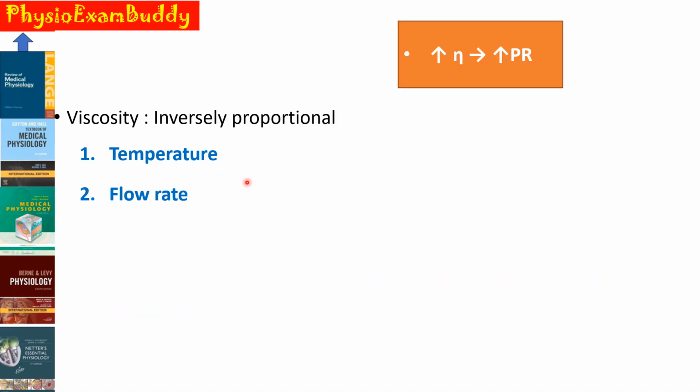Now we will see what are the factors which are inversely related to the viscosity. So here any factor which decreases the viscosity will decrease the peripheral resistance, and any factor which increases the viscosity will increase the peripheral resistance. So the factors which are inversely related to the viscosity are temperature as well as the flow rate. So whenever the temperature increases, viscosity decreases, and vice versa. Again, whenever the flow rate increases, the viscosity decreases.